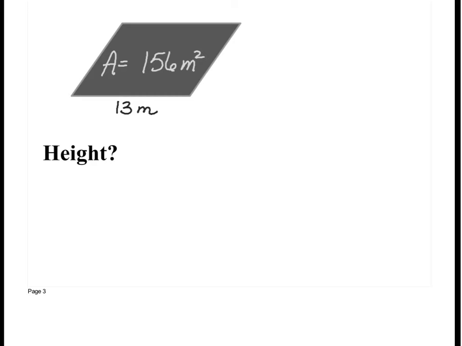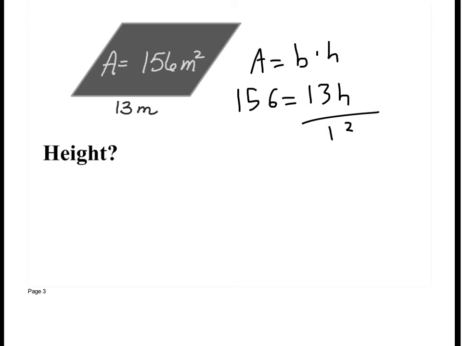So here they give you the area of a parallelogram. It says it's 156 meters squared, and they tell you the base. So what you need to do is write the formula, which is area of a parallelogram is base times height. Plug in what you know. I find this is the best way to get this right, is plug in what I know. I know the area is 156. I know the base is 13. I'm trying to find the height. So I divide by 13 to get h by itself. 156 divided by 13, does anyone know?